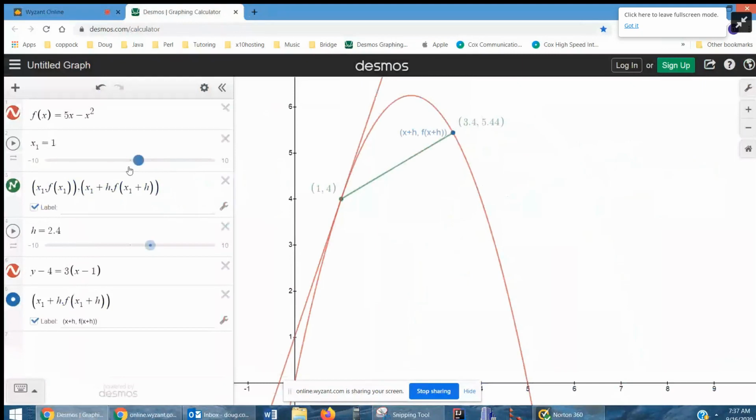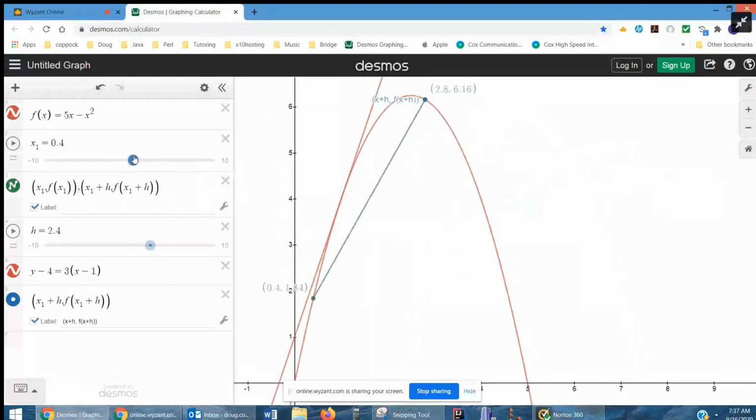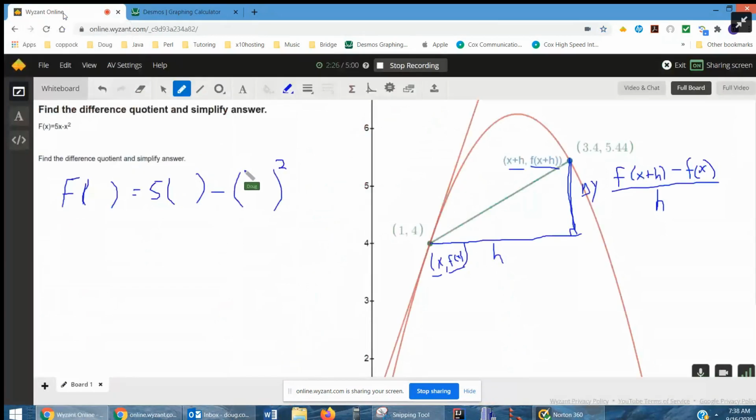Watch what happens to that green segment. It starts, what the heck? Oh, I started moving the wrong thing. As h gets smaller and smaller, that green segment starts getting closer and closer to the slope of what we call a tangent line. And that's what you're going to learn in calculus after you've learned to find difference quotients. So what we want to do here is evaluate this expression for this function.